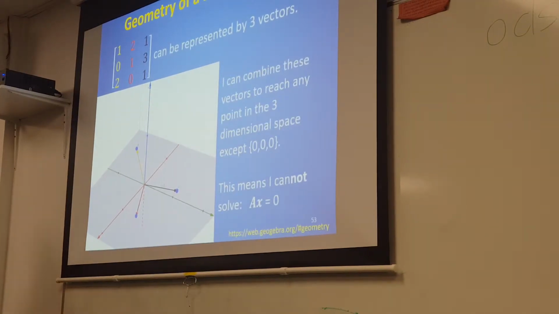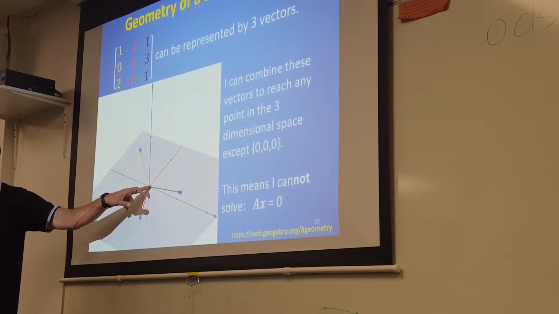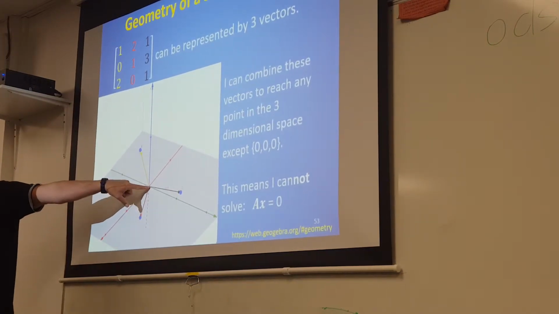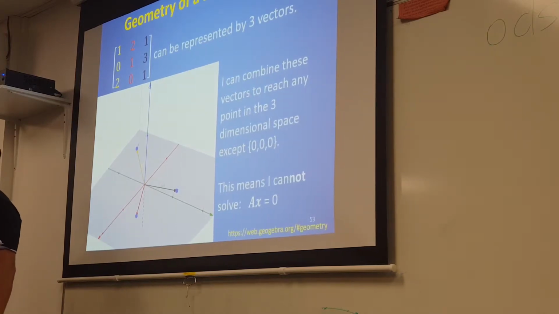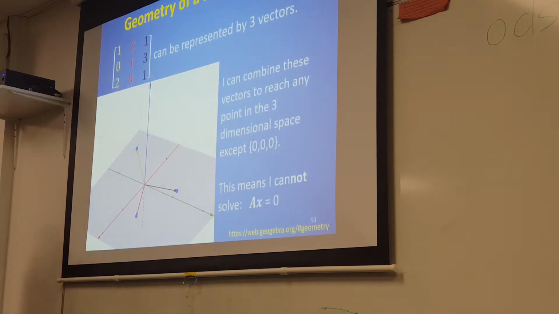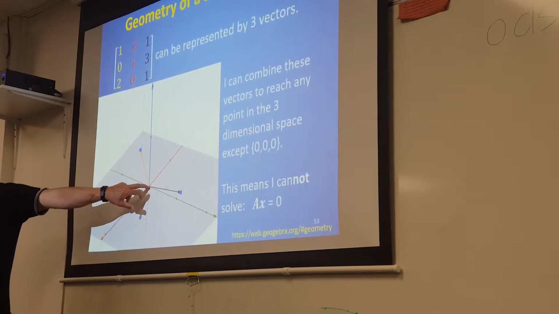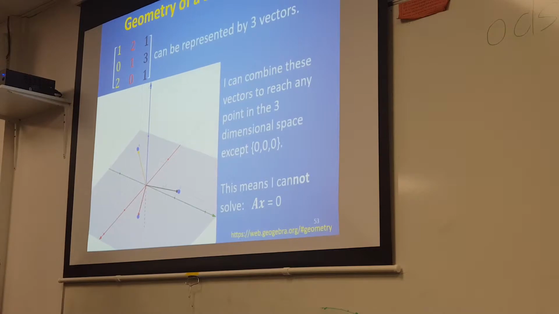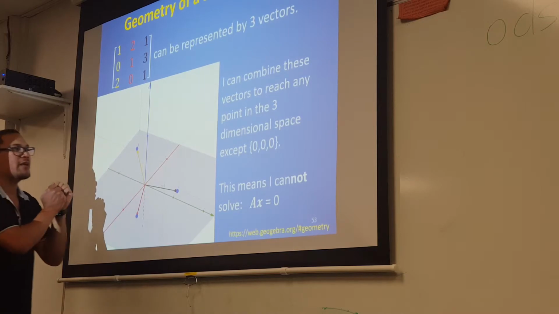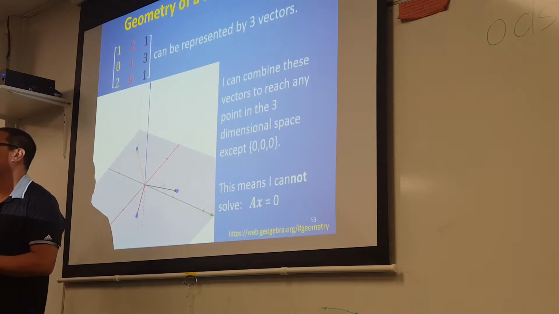I can combine these vectors to reach any point in this space except 0, 0, 0. There's no combination of these vectors that will give me 0, 0, 0, except for the trivial solution, 0 of the first plus 0 of the second plus 0 of the third. I will exclude that trivial solution. There's no non-trivial way of combining these vectors to get to 0. Alternatively, I can reach everywhere else in this three-dimensional space, apart from that 0, 0, 0 point.